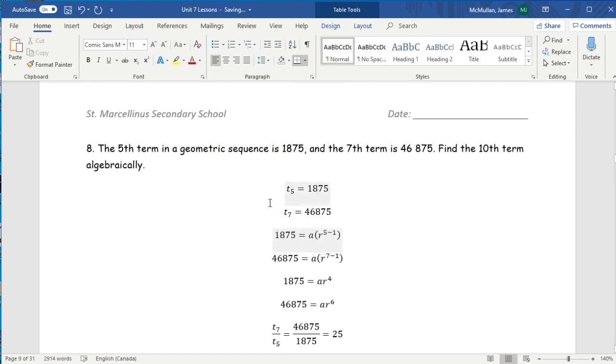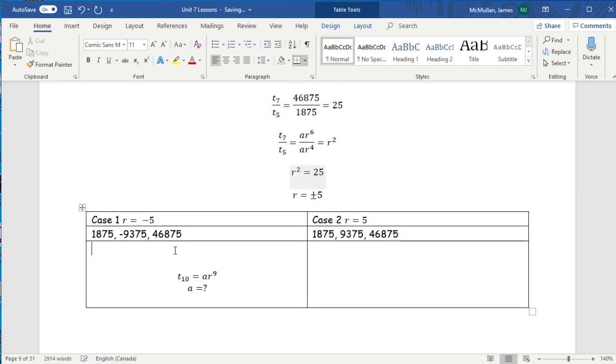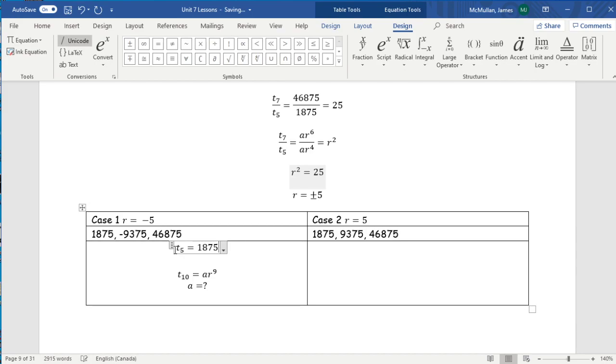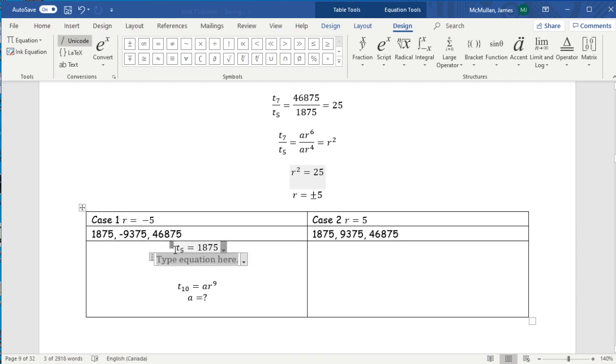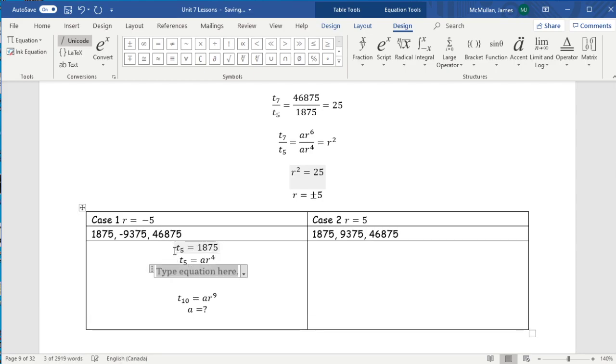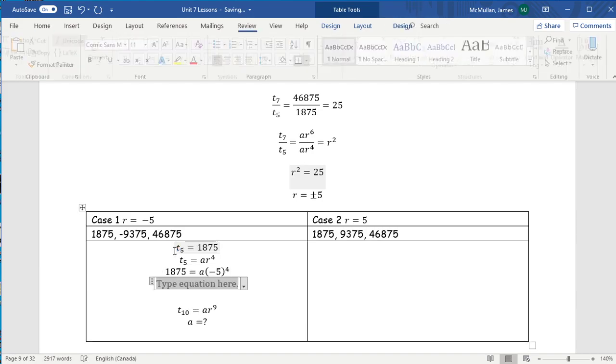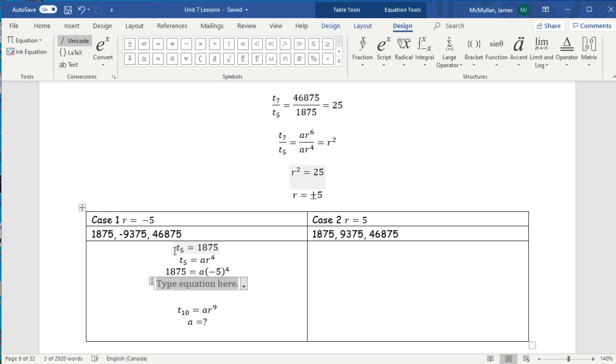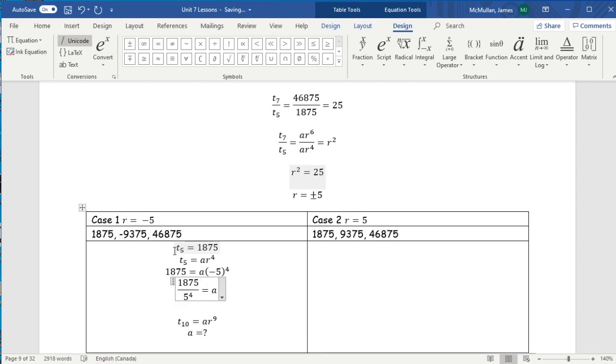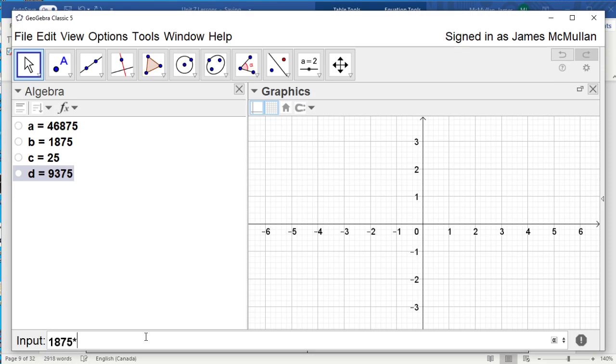So let's go back and use one of the terms we know. So we know that term 5 is 1875. Let's go back up a bit. 1875. So term 5 is also equal to AR to the 4. 1875 equals A times negative 5 to the 4. And 1875 over 5 to the 4 equals A. Okay, so 1875 divided by negative 5 to the 4 gives you 3.